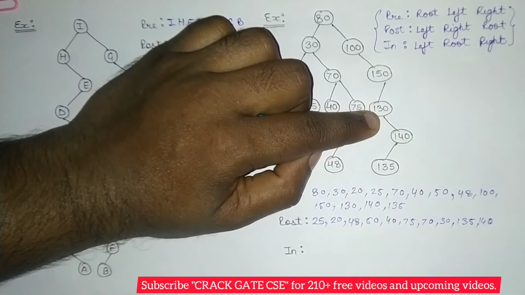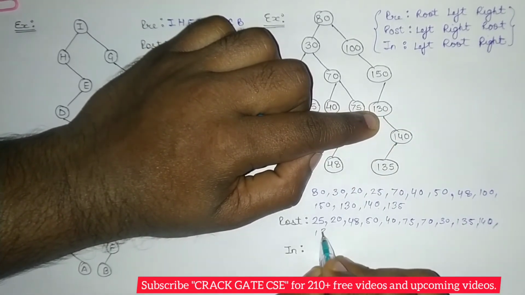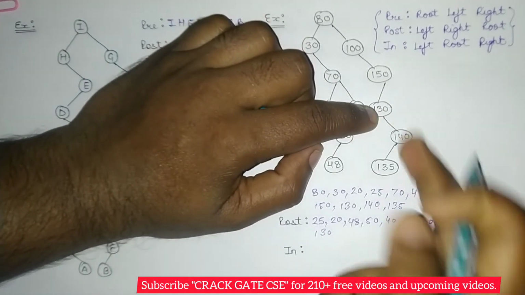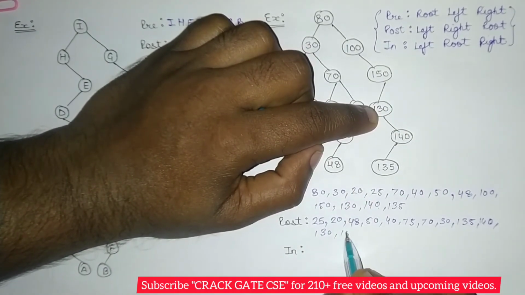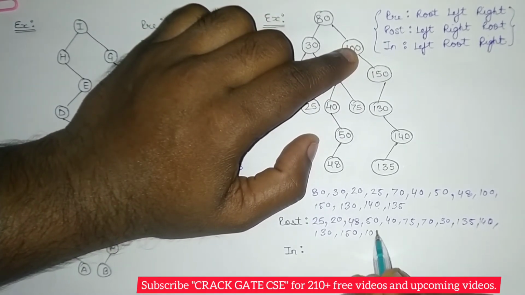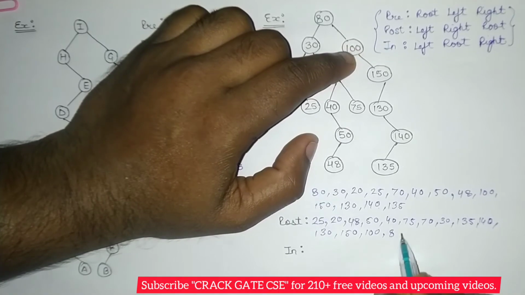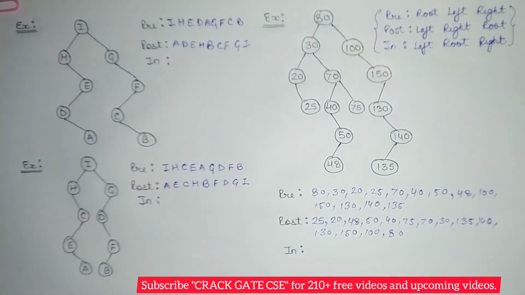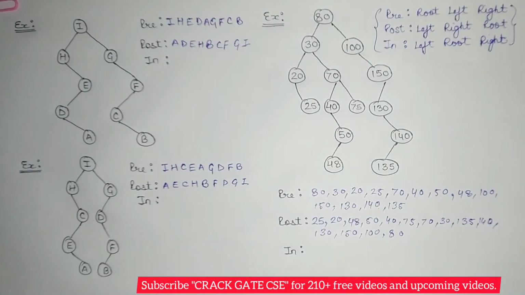So right is done, that means now we have to print the root, that is 130. For 150 left is done, no right, that means print 150 as well. Now right is done, no left, that means print root 100, and finally we can print the root 80. So this is how you can find out the post order. Now let's quickly understand the in order as well.